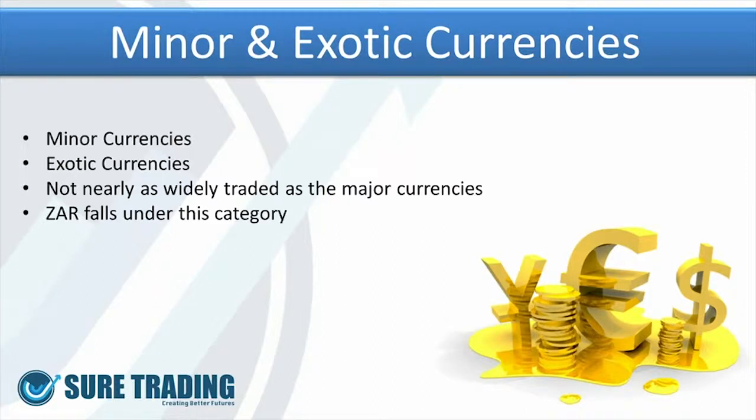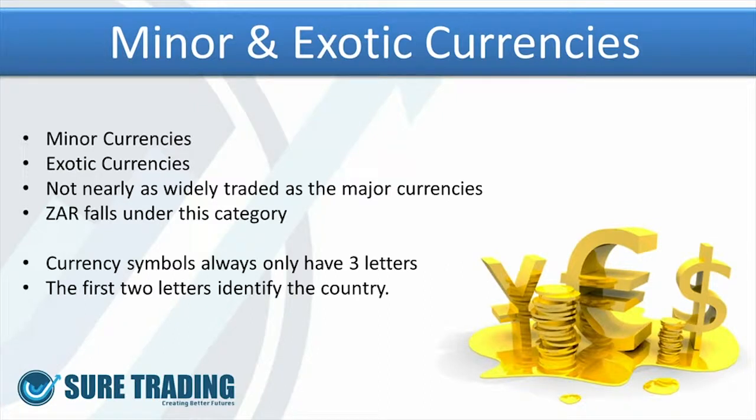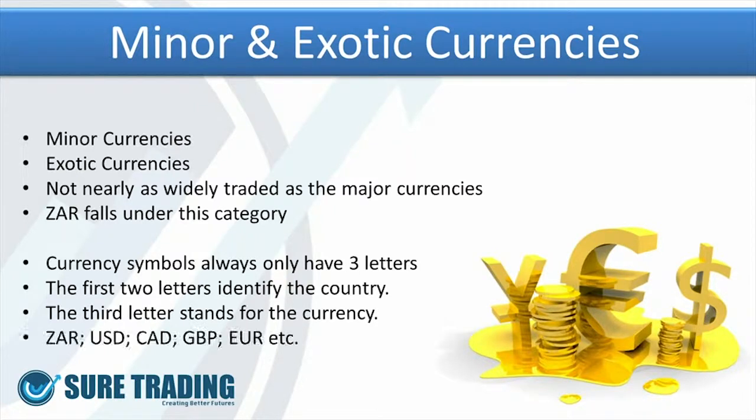As you can see from the ZAR symbol I just used, currency symbols always only have 3 letters. The first 2 letters identify the country, and the third letter stands for the currency. Examples of this are ZAR for South African rand, USD for US dollar, CAD for Canadian dollar, GBP for Great British pound, and EUR for the euro.